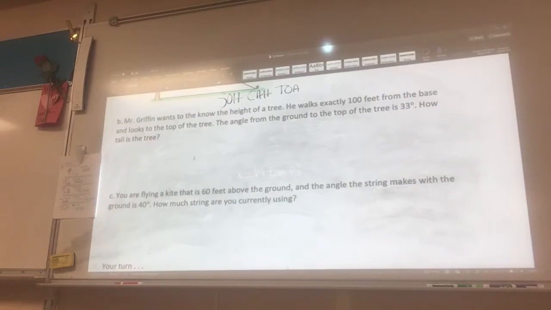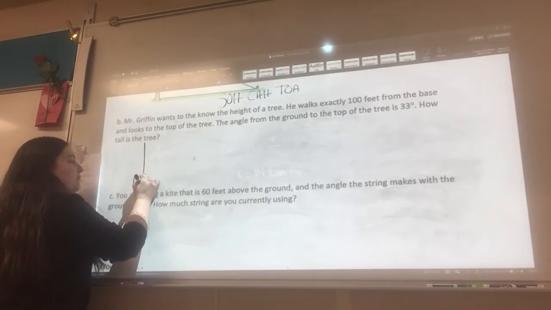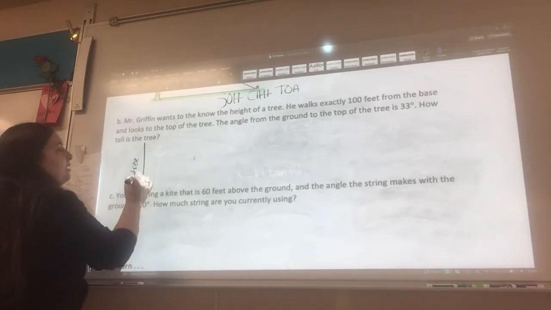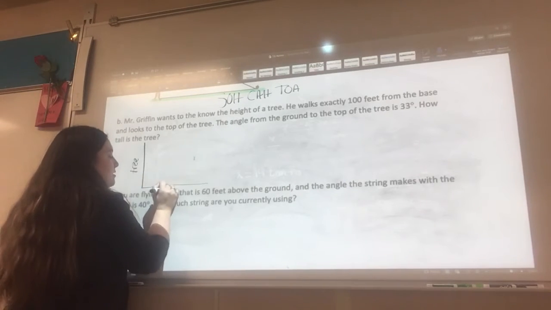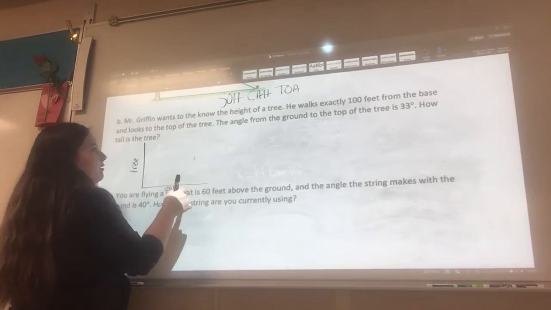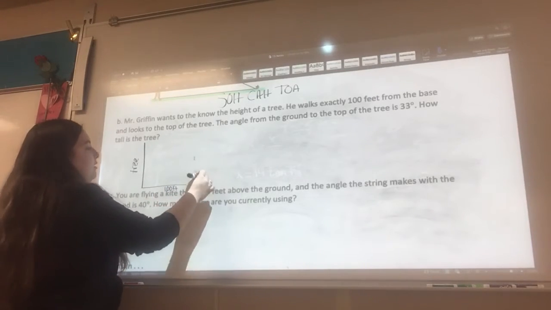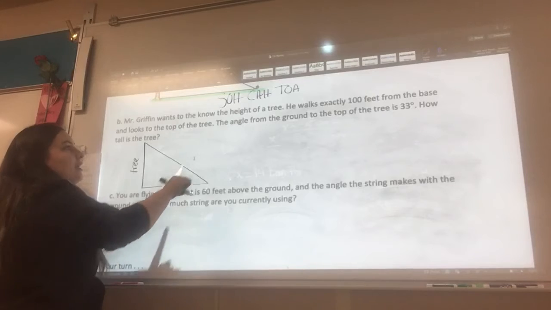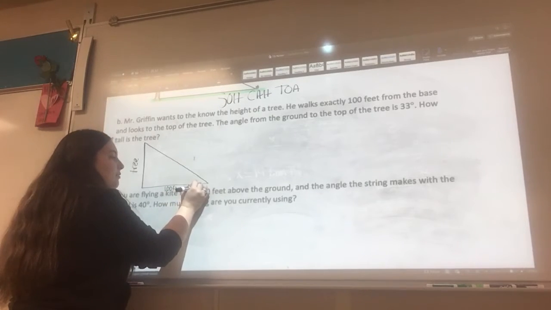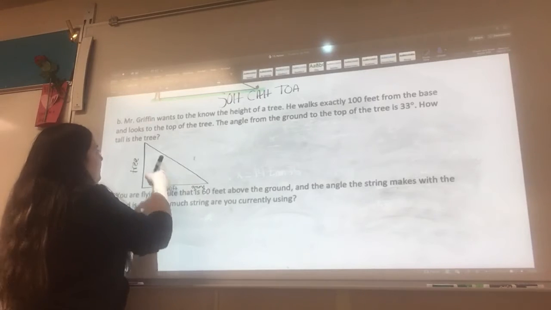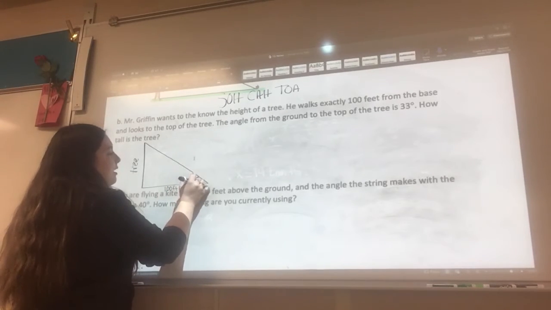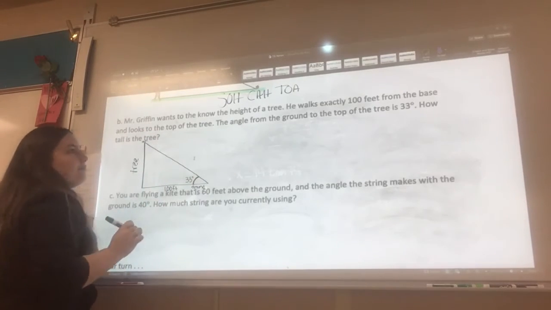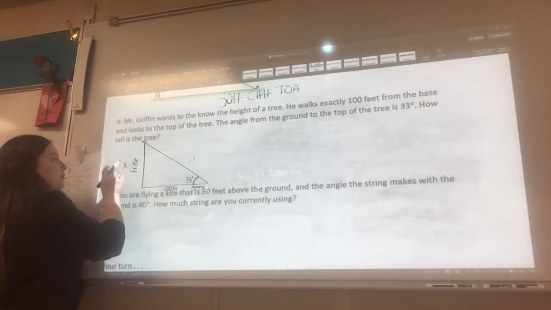Mr. Griffin wants to know the height of a tree. So, we want to know the height of a tree. I'm going to say this is the tree because I can't draw. He walks exactly 100 feet from the base. So he's walked 100 feet from the base. And he's going to look at the top of the tree. The angle from the ground, so this is our ground, to the top of the tree, of about 33 degrees. How tall, or unknown, is the tree?